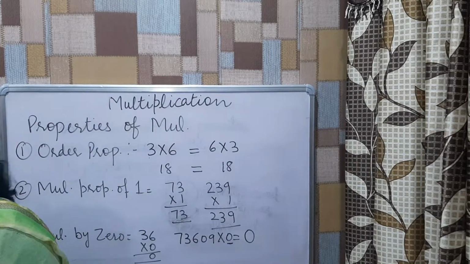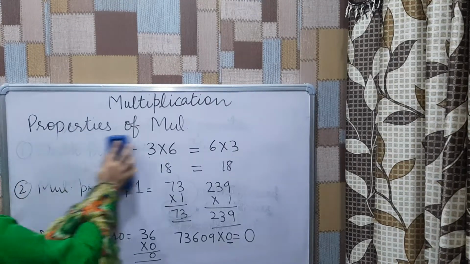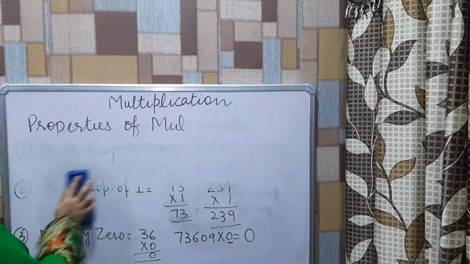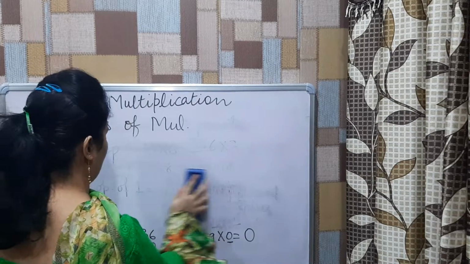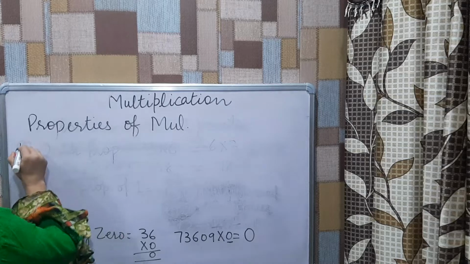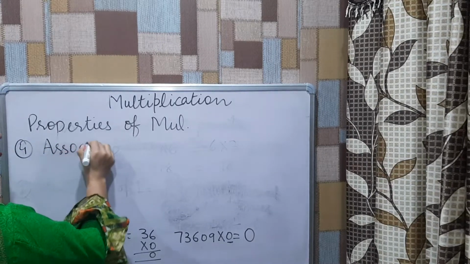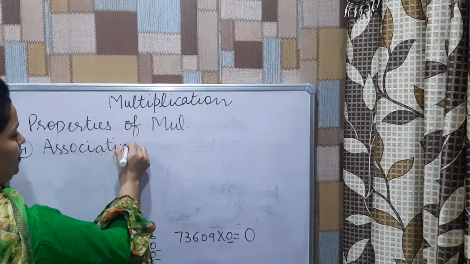Now children, the fourth property is the associative property, which is also called grouping property.